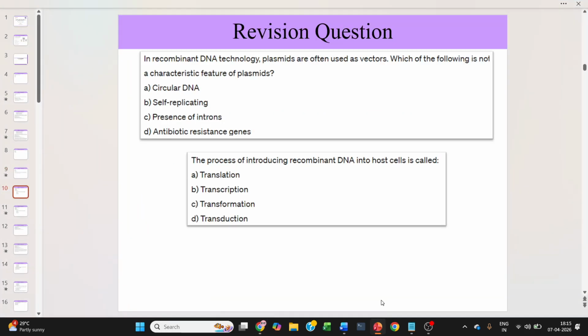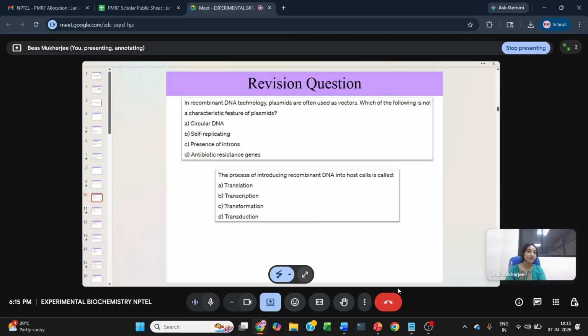Okay. Now, in recombinant DNA technology, plasmids are often used as vectors. Which of the following is not a characteristic feature of a plasmid? Circular DNA, self-replicating, presence of introns, and antibiotic resistance genes. Okay, you know the right answer.